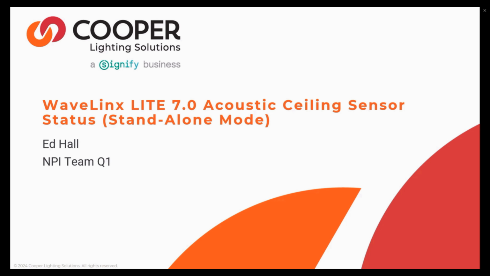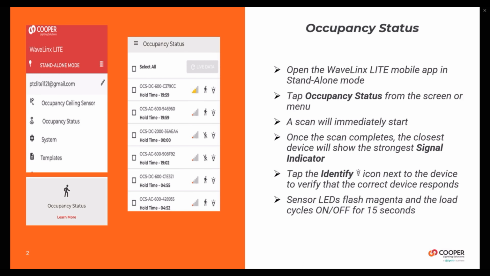Welcome to the WaveLinx LITE 7.0 Acoustic Ceiling Sensor status in standalone mode. To obtain the ceiling sensor status, open the WaveLinx LITE mobile app in standalone mode. Tap Occupancy Status from the screen or the menu.